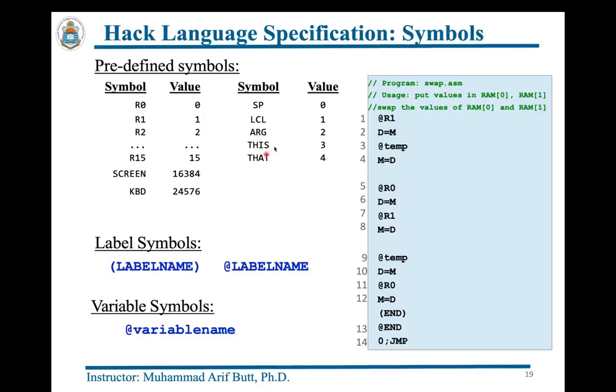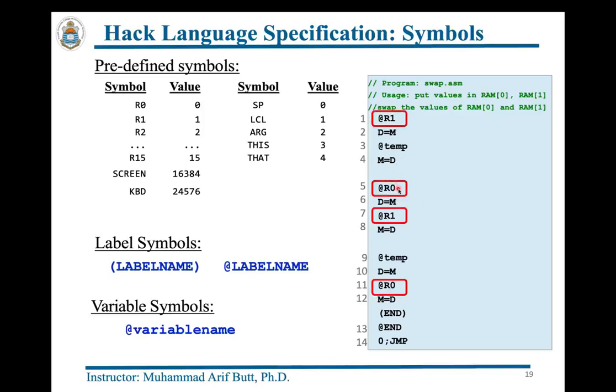And finally, these are the 5 built-in symbols: SP, LCL, ARG, THIS and THAT. They have not been used in this course. Moreover, remember dear students, all these built-in symbols are case sensitive. So this KBD in capital is this symbol, and if you write KBD in lowercase, this means something else. And in this file swap.asm, the predefined symbols used are R1 and R0.